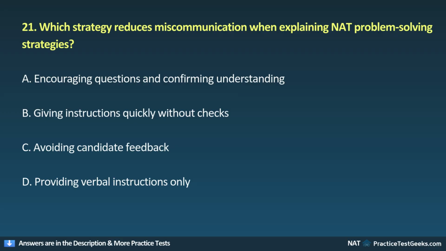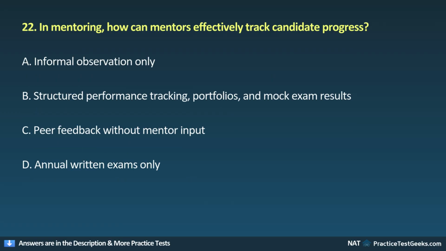A. Encouraging questions and confirming understanding. B. Giving instructions quickly without checks. C. Avoiding candidate feedback. D. Providing verbal instructions only. 22. In mentoring, how can mentors effectively track candidate progress?